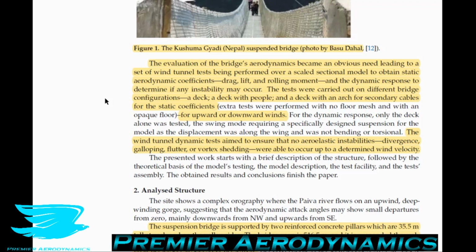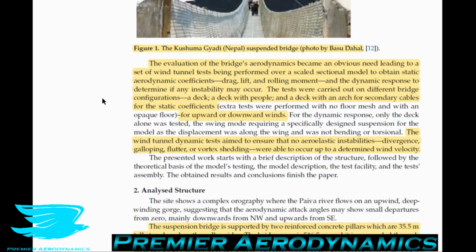So a deck with people, and a deck with an arch for secondary cables for the static coefficients, and for upward and downward winds. So the wind's either coming straight on to the bridge, or it's coming up at an angle or going down at an angle. So in other words, different angles of attack for the bridge.